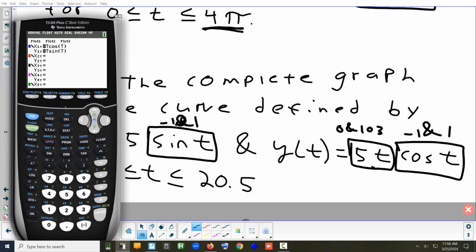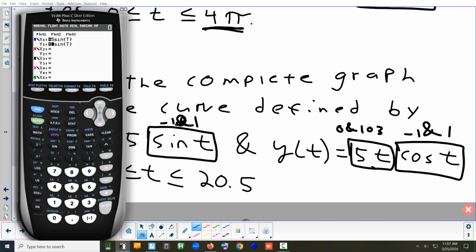So we got 5 sine t, and we've got 5t cosine t. Well, I guess 0.1 was okay. You get the gist of what it looks like. It's kind of like a watermelon, something like that. I could have gone a little bit more, maybe I should have done 110, negative 110, but I am getting it on the screen.